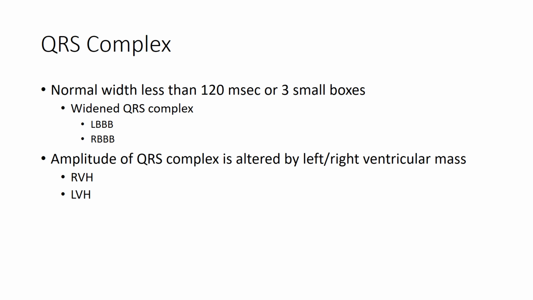The normal width of QRS complex is less than 120 milliseconds or less than 3 small boxes. A widened QRS complex may indicate a left or right bundle branch block, and the amplitude of QRS complex is altered by left or right ventricular mass, and it can indicate right or left ventricular hypertrophy. All of these conditions will be discussed later in this video.